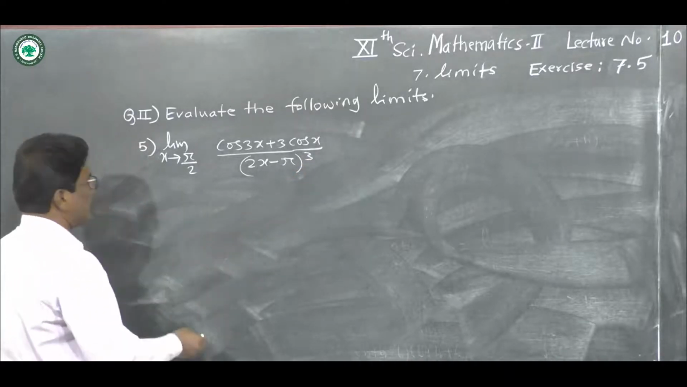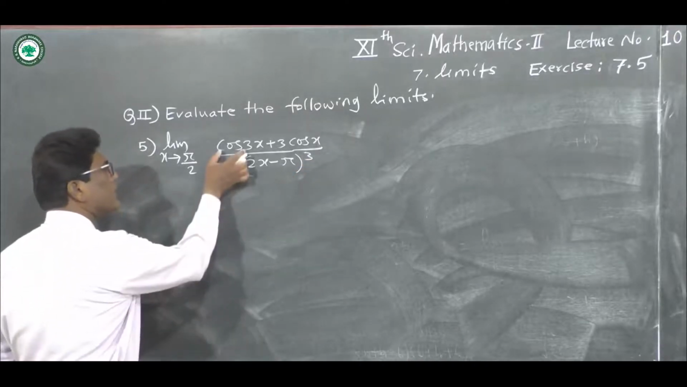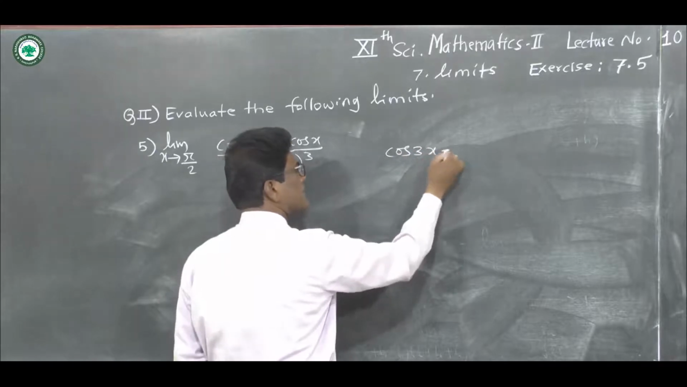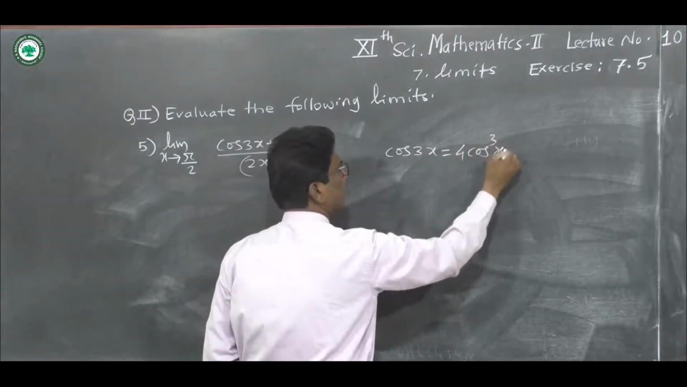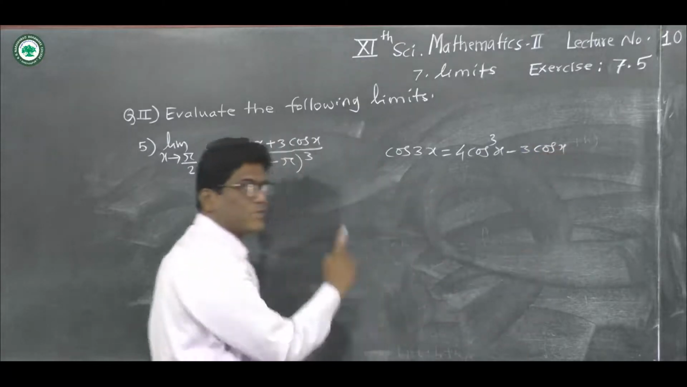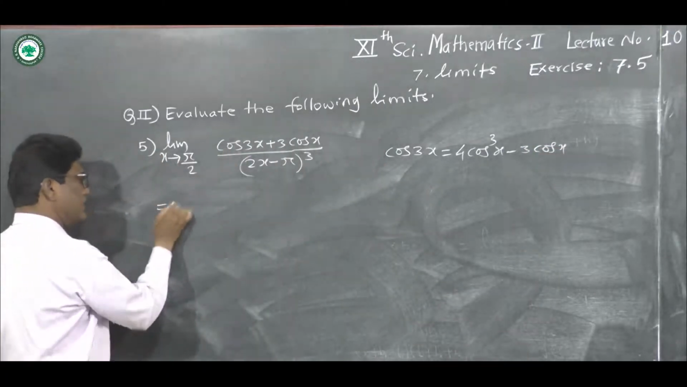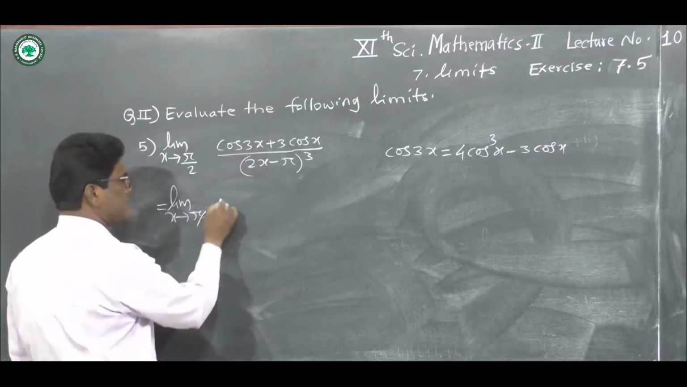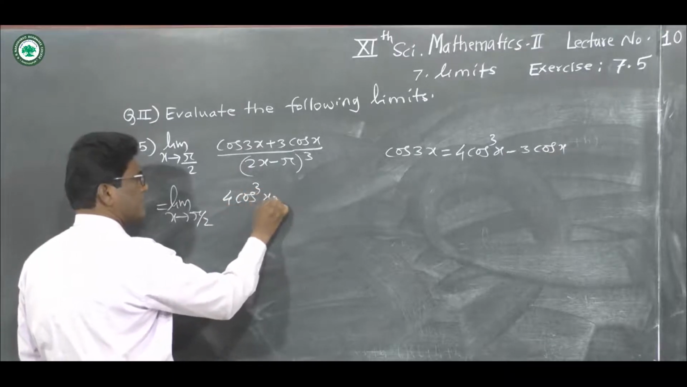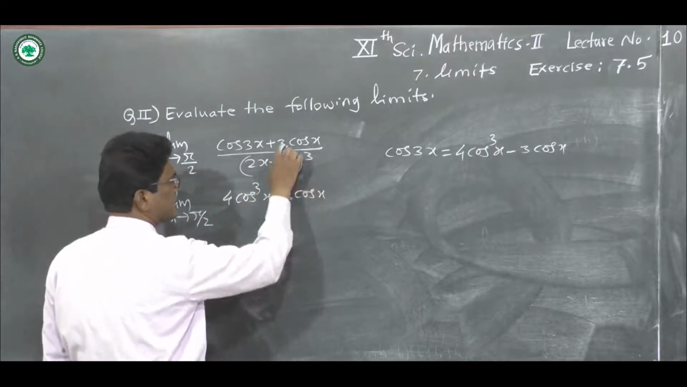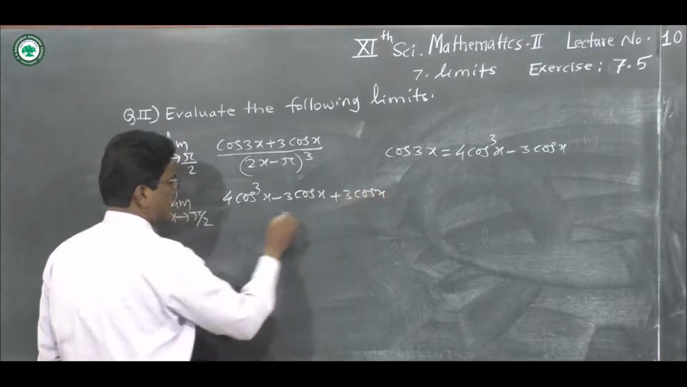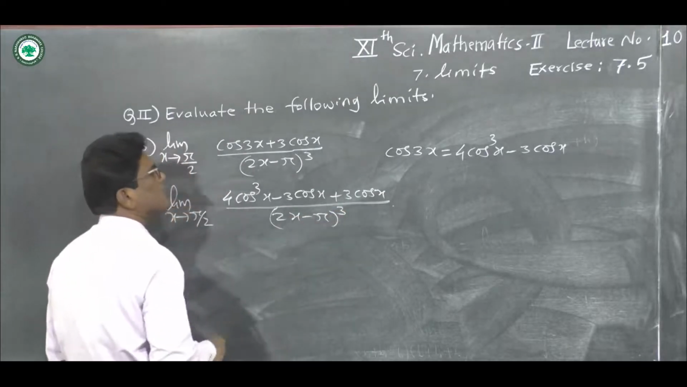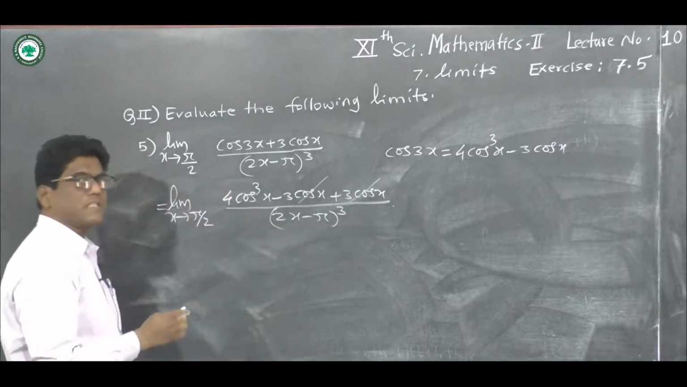Before solving this problem, we write the formula for cos of 3x. We know cos 3x is equal to 4 cos cube x minus 3 cos x. So the limit as x tends to pi by 2 becomes: put the value of cos 3x as 4 cos cube x minus 3 cos x, plus 3 cos x, whole divided by (2x minus pi) to the power 3. Now the minus 3 cos x and plus 3 cos x cancel each other.